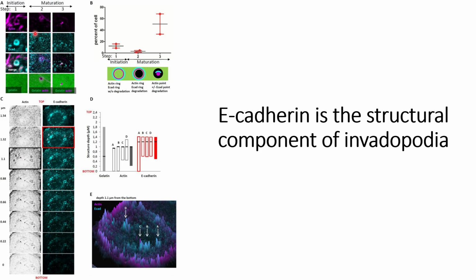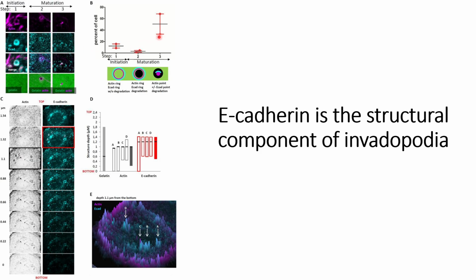Here the researchers are able to see that in the maturation step, by analyzing step 2 and step 3, E-cadherin rings are present along with actin rings, and E-cadherin rings are also present alone, but actin rings alone are not present. This indicates that E-cadherin ring formation occurs first and then actin ring formation occurs. In the second case, degradation begins and the number of cells that have both E-cadherin and actin rings goes down.